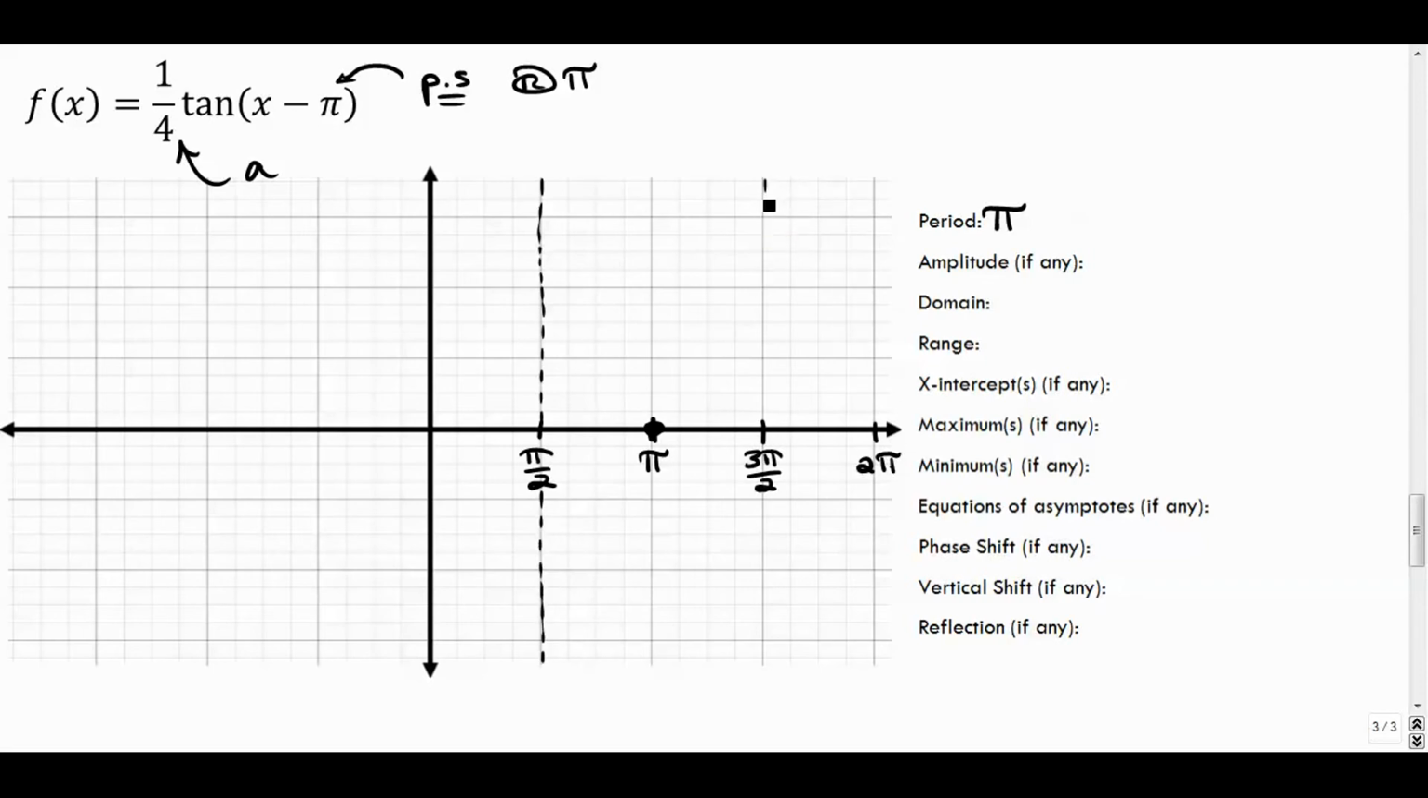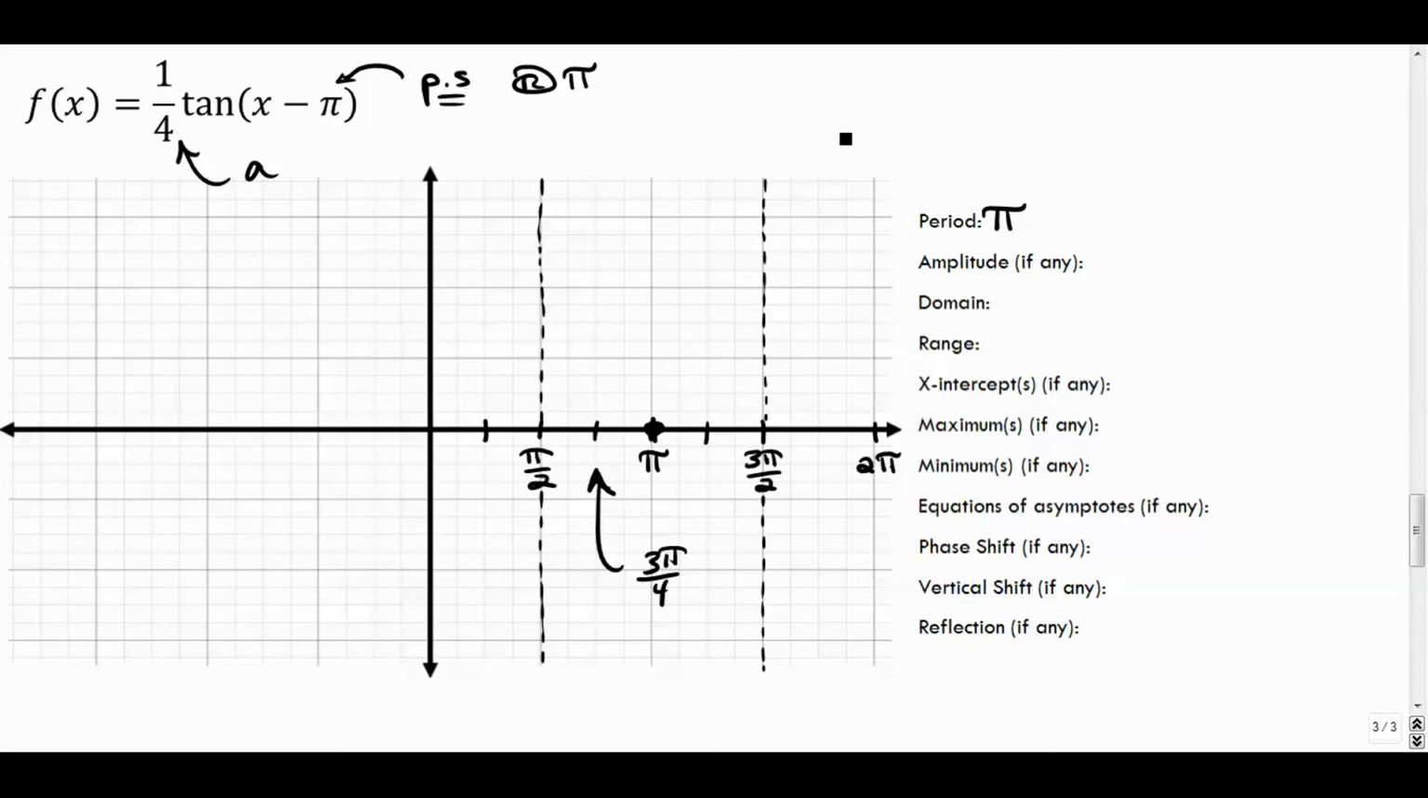And this is my right-hand asymptote. So right there, the difference between 3 pi/2 and pi/2 is 1 pi. This distance is 1 pi unit. Okay. So let's see. This would be pi/4. This would be 3 pi/4, and this would be 5 pi/4. 3 pi/4. I need to figure out that key value.